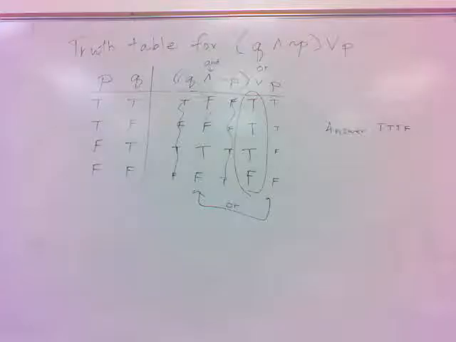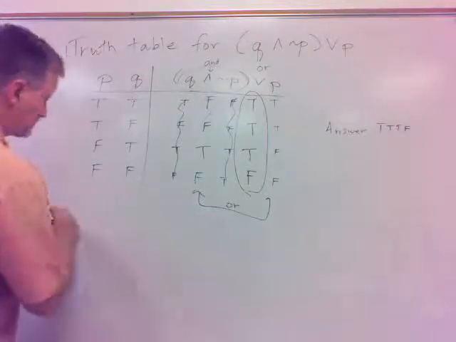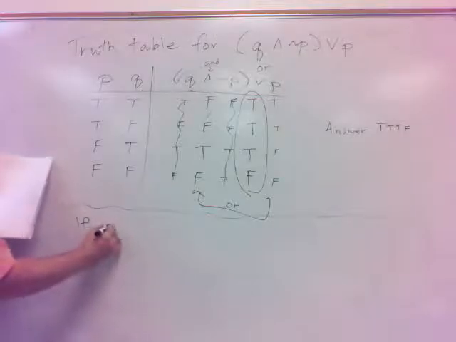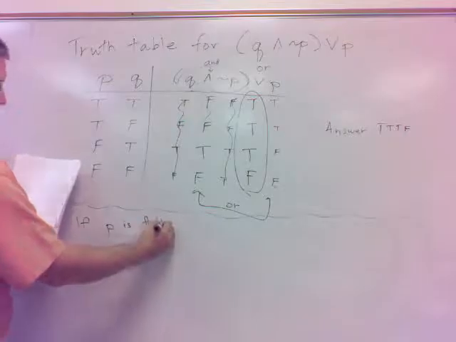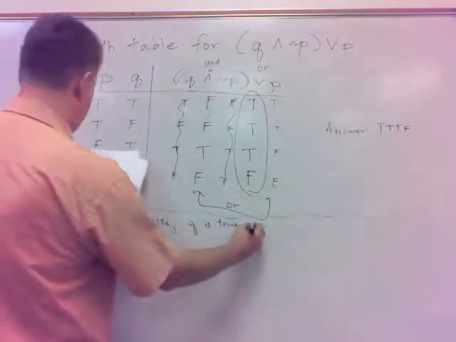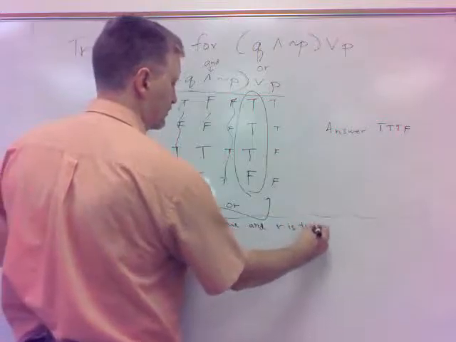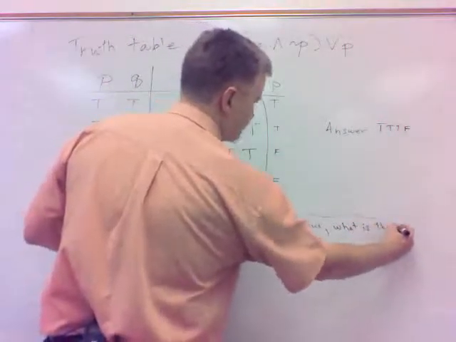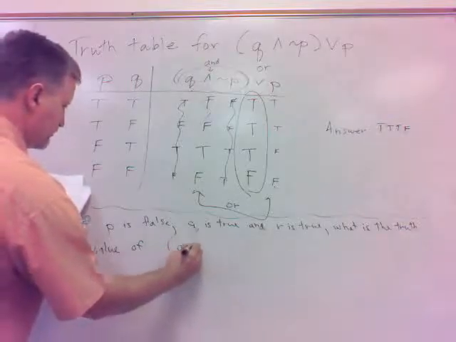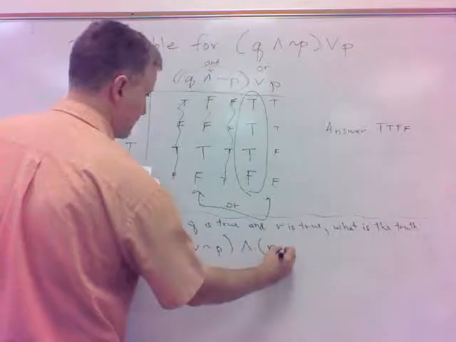Okay, let me mention one more thing before I let you go. This is actually really an easier problem. You don't have to go through a whole truth table for this. I think it's probably the first few problems in the assignment here. What they'll do is they'll give you a scenario. Let's say P is false, Q is true, and R is true. What is the truth value of the statement Q or not P and, in parentheses, R and not Q?